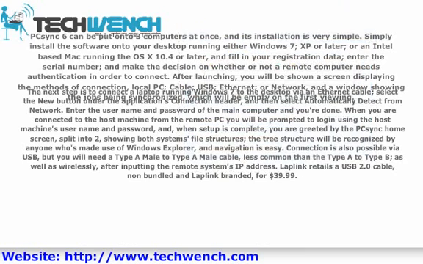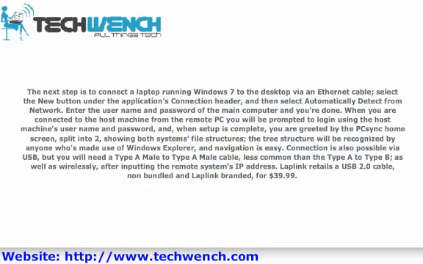The next step is to connect the laptop running Windows 7 to the desktop via an Ethernet cable. Select the new button under the application's connection header, and then select Automatically Detect from Network. Enter the username and password of the main computer and you're done. When you are connected to the host machine from the remote PC, you will be prompted to log in using the host machine's username and password, and, when setup is complete, you are greeted by the PCsync home screen, split into 2, showing both systems' file structures.